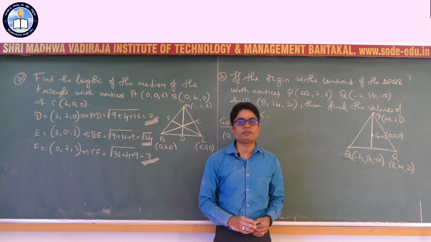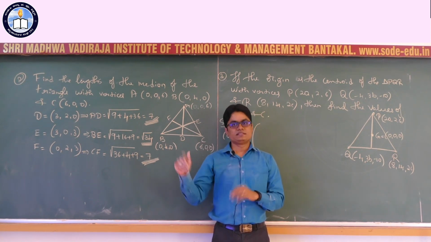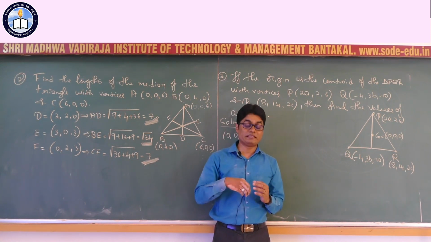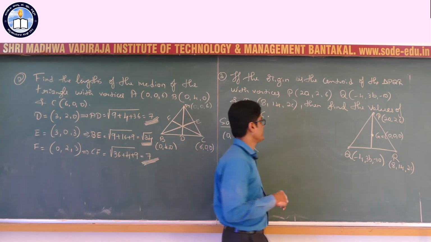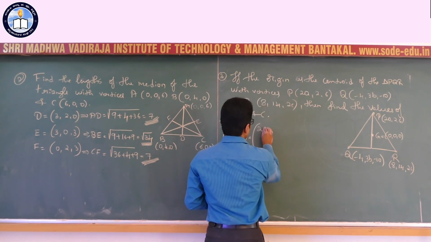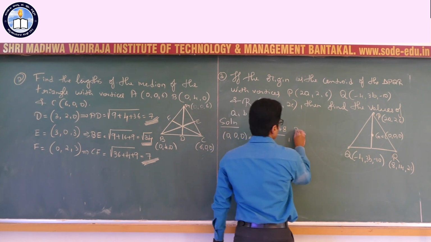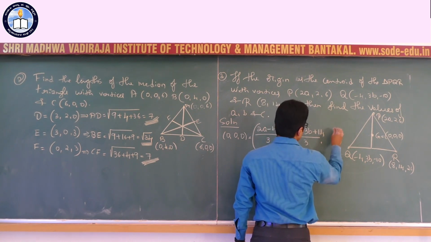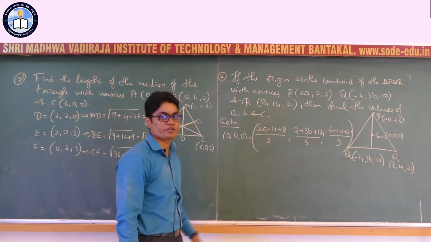We derived it: x1 plus x2 plus x3 by 3, y1 plus y2 plus y3 by 3, z1 plus z2 plus z3 by 3. Remember? Add all the x coordinates divided by 3, add all the y coordinates divided by 3, add all the z coordinates divided by 3. What comes is (2a minus 4 plus 8) divided by 3, (2 plus 3b plus 14) divided by 3, and the last one (6 minus 10 plus 2c) divided by 3. This is the centroid of a triangle formula.